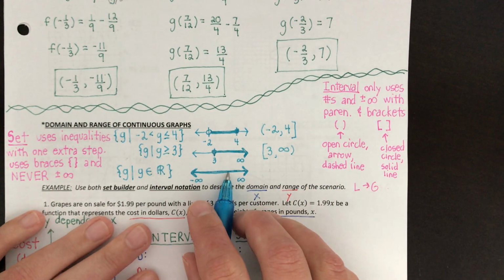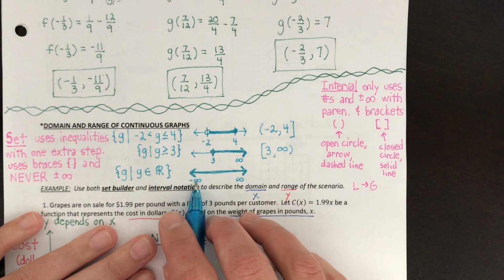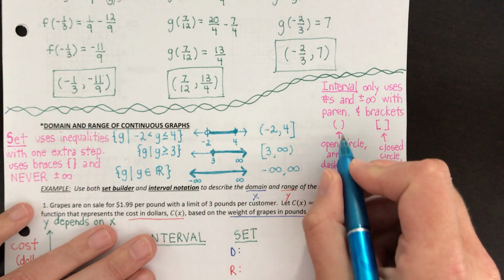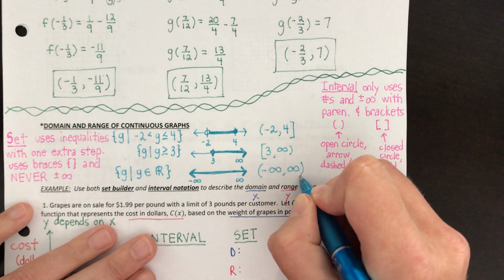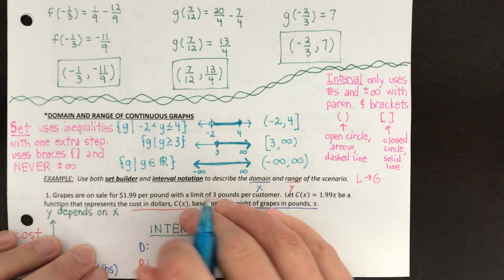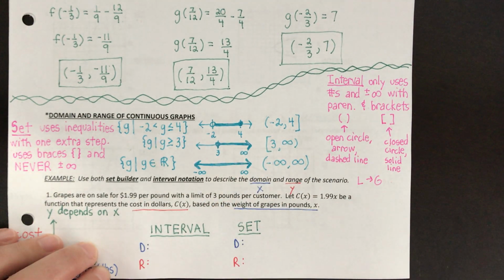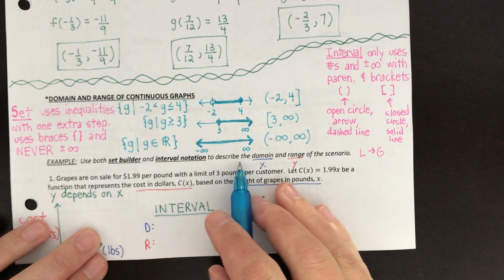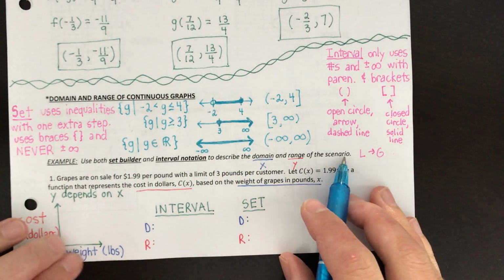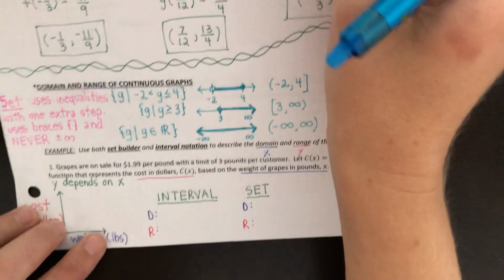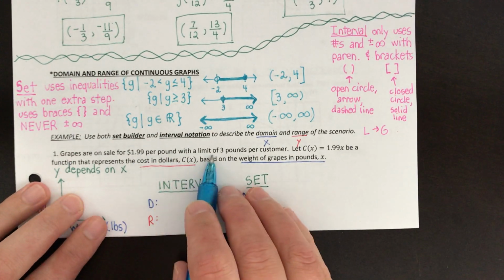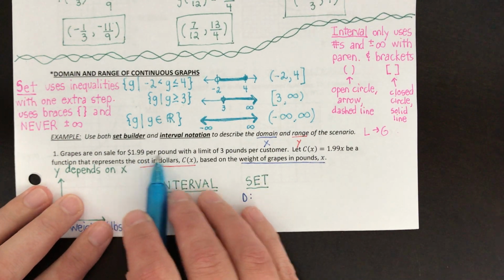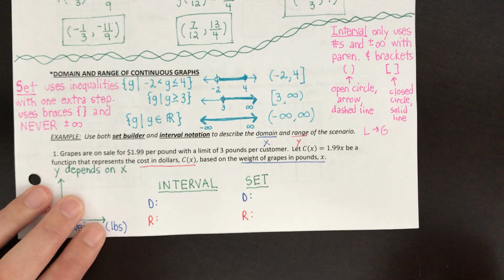Okay, here in this case, my shaded region goes from negative infinity to positive infinity, and both of those have arrows, so both get the parentheses. Okay, so now let's apply this knowledge to a word problem before we get to the graphs, just to get the harder stuff over with. So, example, use both set builder and interval notation to describe the domain and range of the scenario. So here's the scenario. Grapes are on sale for $1.99 per pound with a limit of 3 pounds per customer. So you go to the store, you want to buy grapes, and they're on sale for $1.99 per pound, but you can only buy 3 pounds at most.